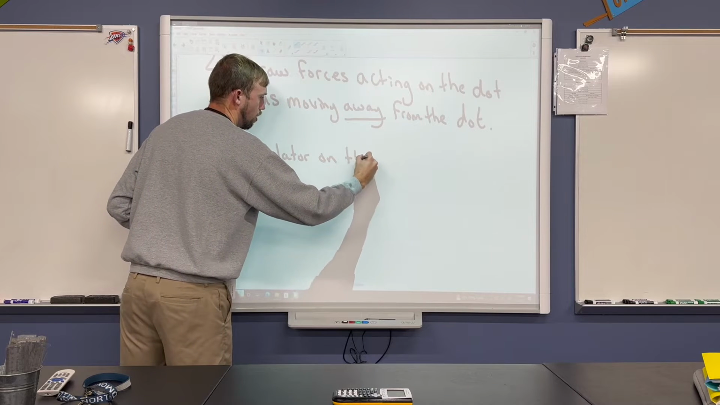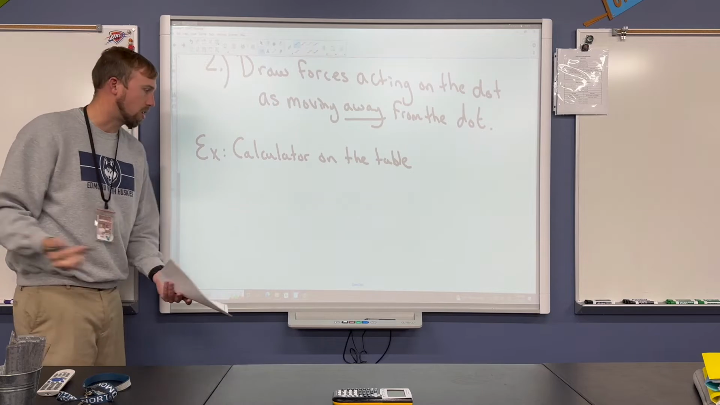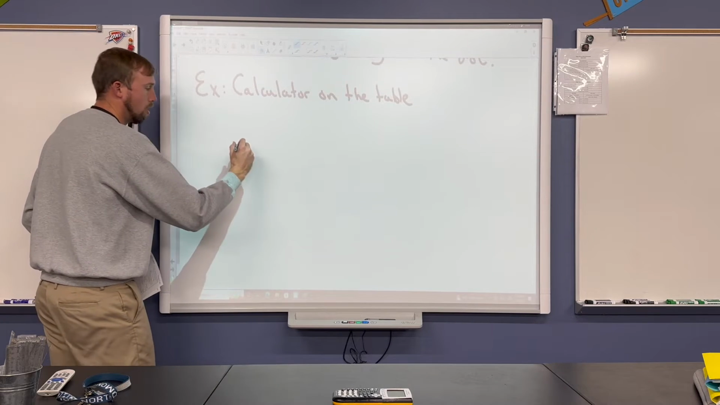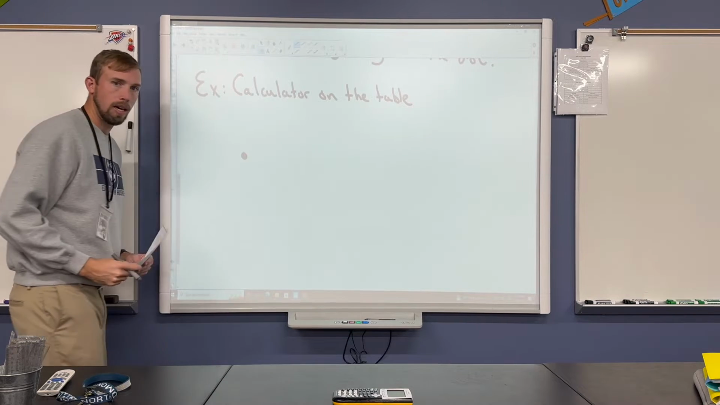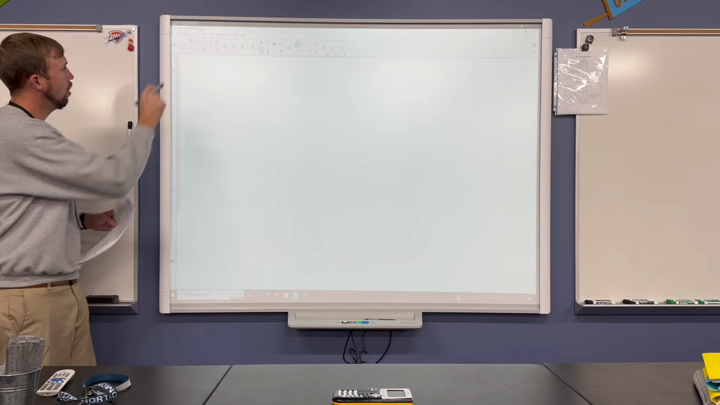Calculator on the table. So, how would we draw the forces acting on the calculator? Well, we start with just a dot. So here's our dot. What forces are acting on the calculator? Well, go back to our list.